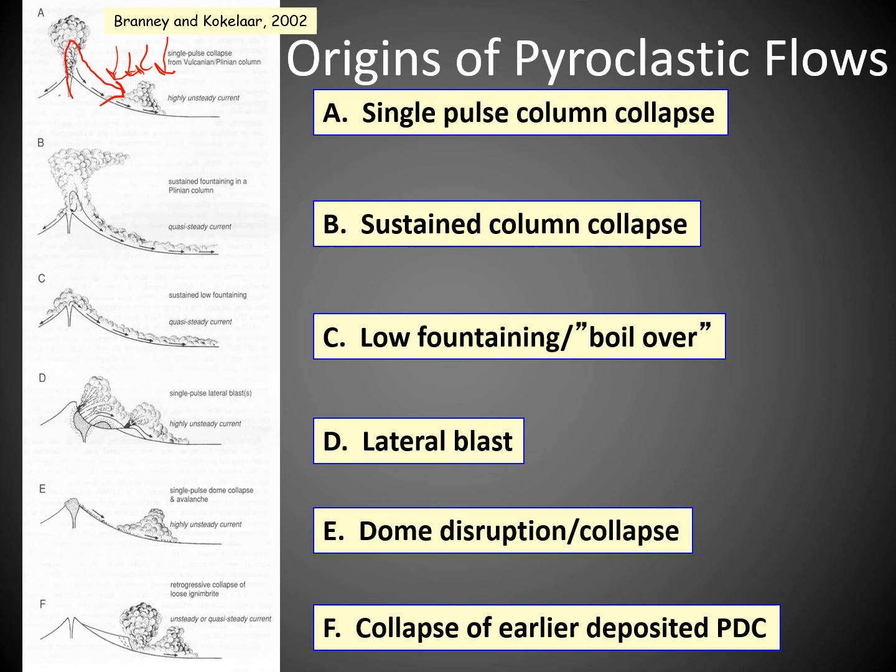The second one is sustained column collapse. This tends to happen during Plinian eruptions, so a nice long several hour eruption where you have a sustained column. But some things can happen in the column and in the vent to cause the column to periodically collapse and send down pyroclastic flows.